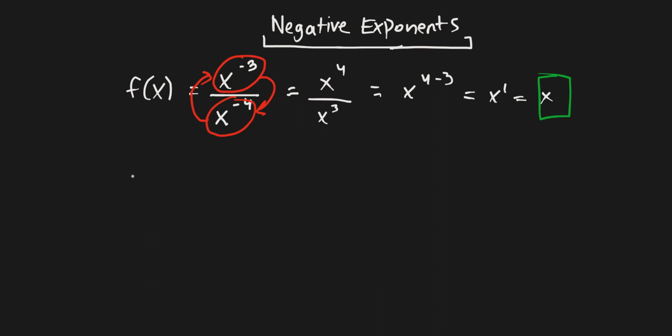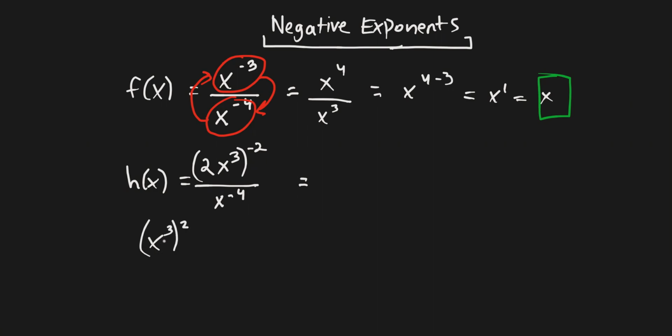So let's say that we had h of x is equal to 2x to the third power raised to the negative second power, all over x to the negative fourth power. So this one looks kind of messy, but remember we have to think about what we can do here. We have a negative exponent and that's raised to a quantity. So we have not just x to the third power squared, but we have another number, a coefficient, we have to deal with as well. So what happens when we have this kind of a case?